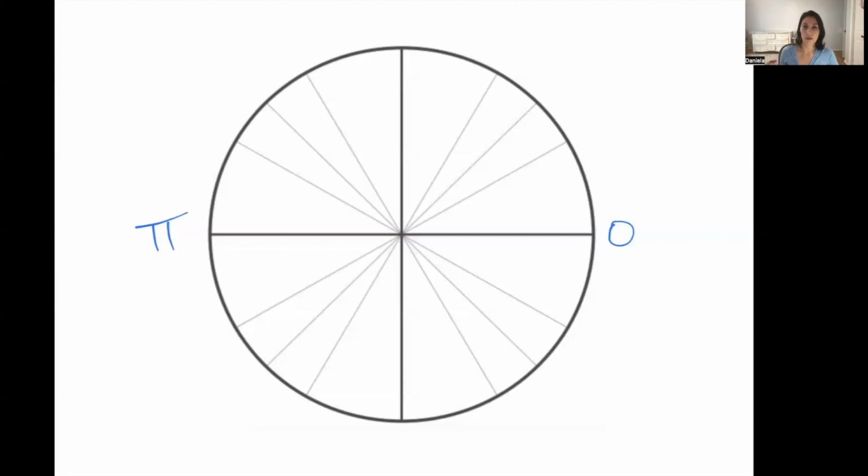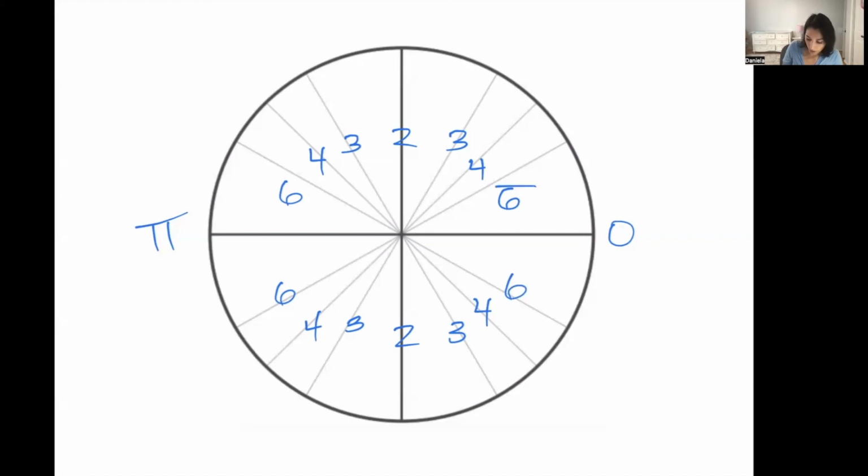Is filling out the denominators of all of the radian measures. And it kind of has this little 6, 4, 3, 2, 3, 4, 6 type of pattern, right? So I'm going to go around and I'm going to do 6, 4, 3, 2, 3, 4, 6, and then we're going to start again, 6, 4, 3, 2, 3, 4, 6. And as I said, these are going to be all of the denominators of the radian measures.